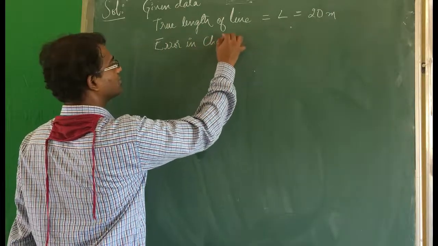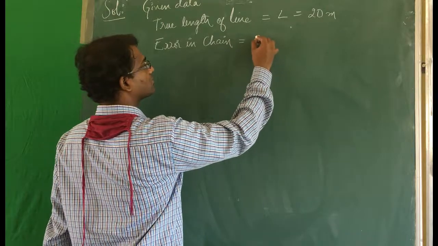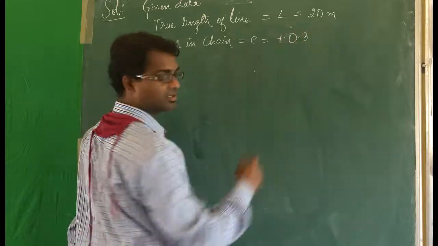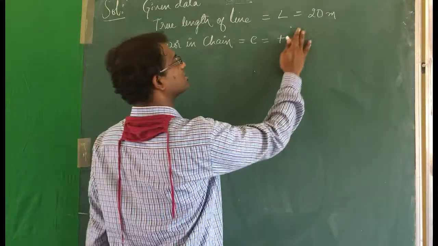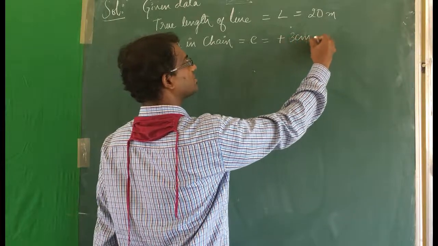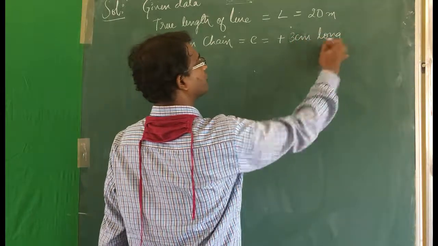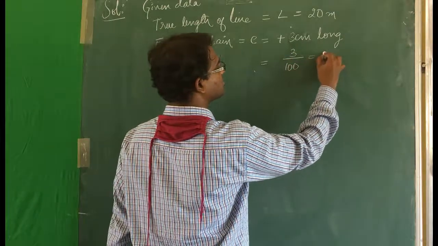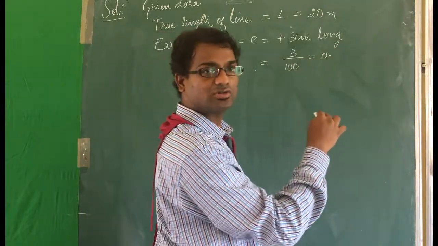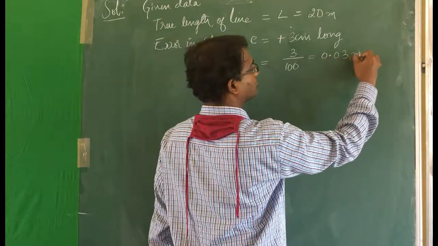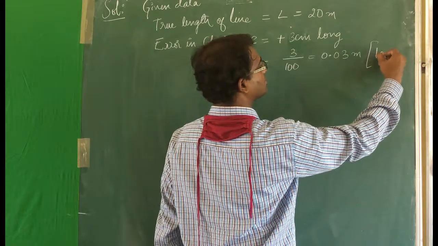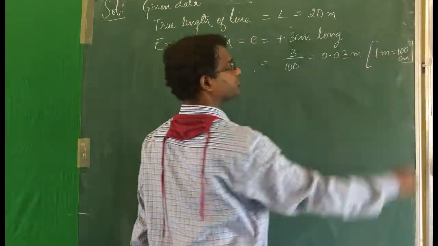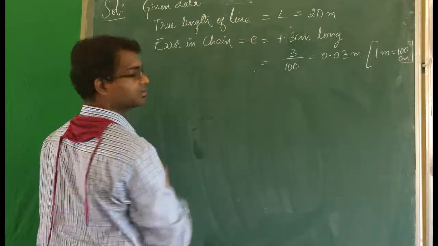Error in the chain is E equals plus 0.3, it was given 3 centimeters long. 3 centimeters, given that 1 meter equals 100 centimeters, becomes 0.03 meters. Now when you know the error, right?